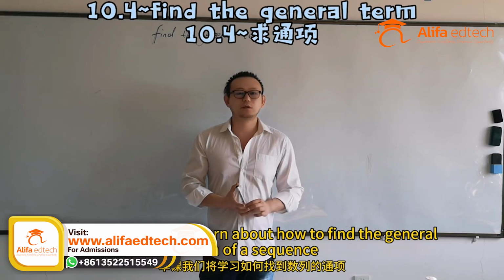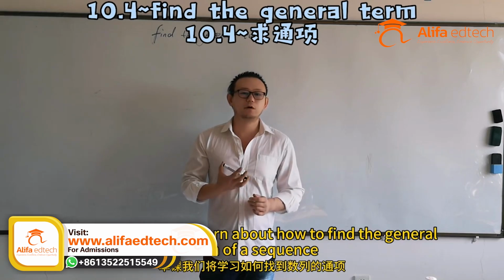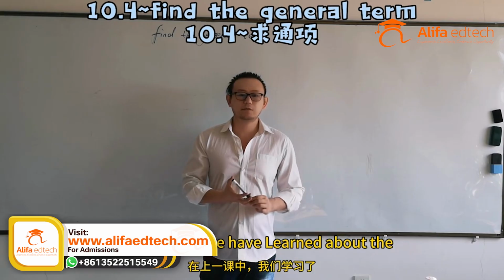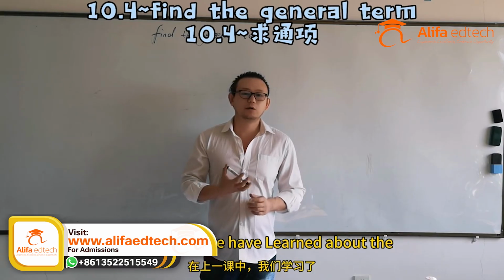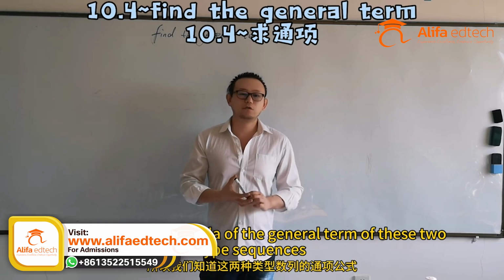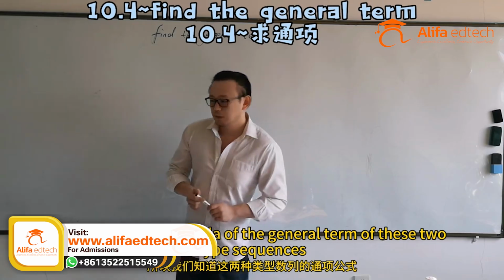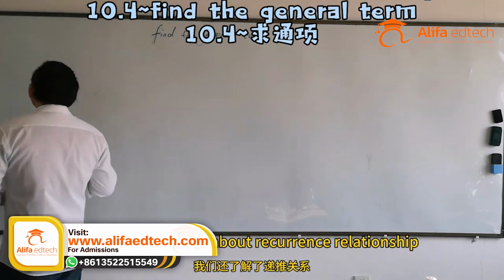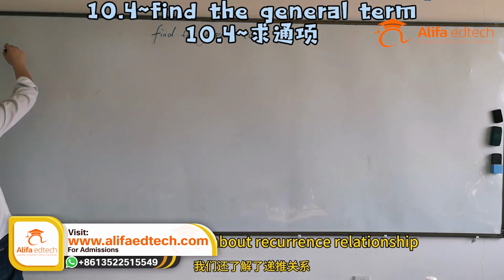This lesson we will learn about how to find the general term of a sequence. In last lesson, we have learned about the arithmetic sequence and the geometric sequence. So we know the formula of the general term of these two type sequences. And we also learn about the recurrence relationship.